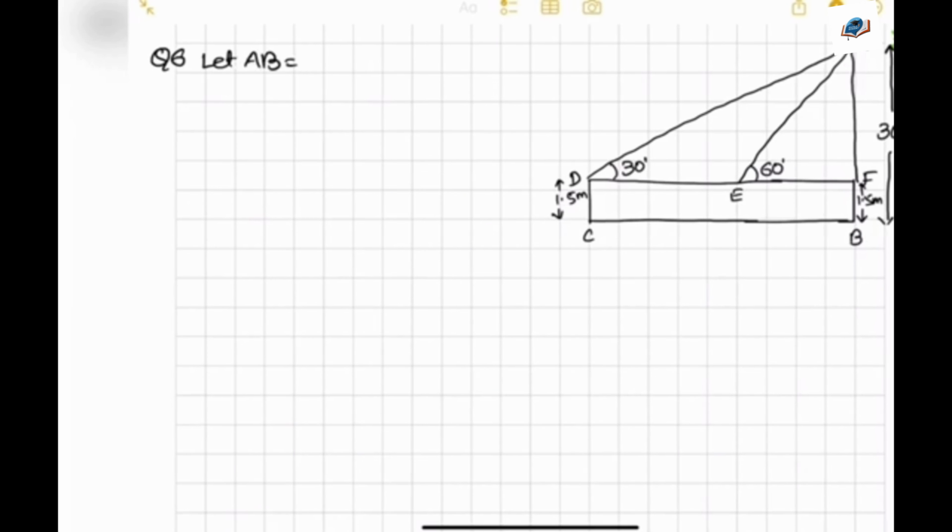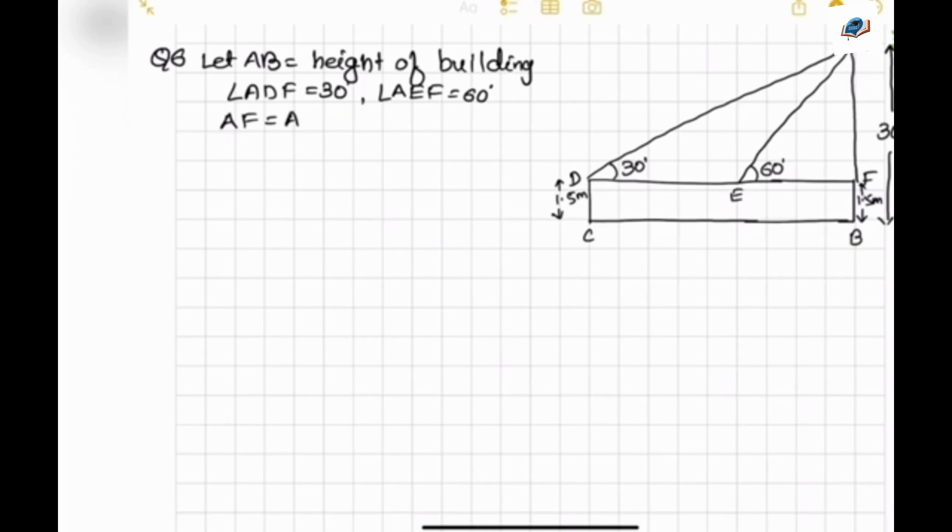So, here let us take AB as height of building and angle ADF is 30 degree and angle AEF equal to 60 degree. Also AF equal to AB minus FB, that is 30 minus 1.5. So that will be equal to 28.5 meter.